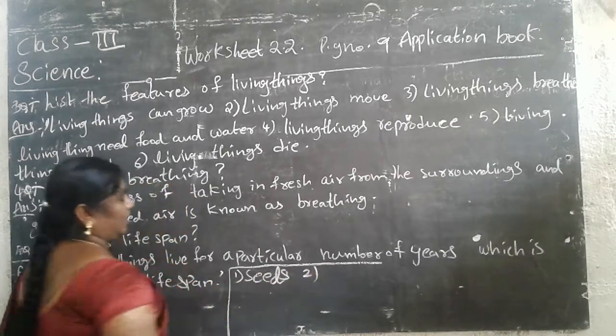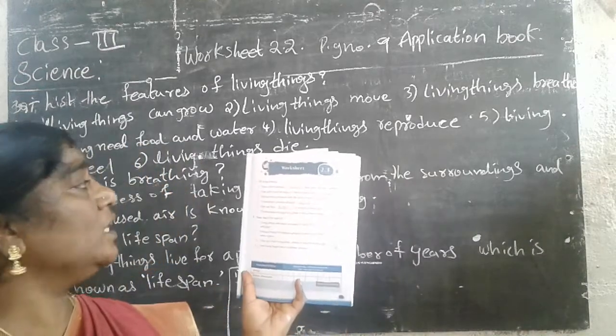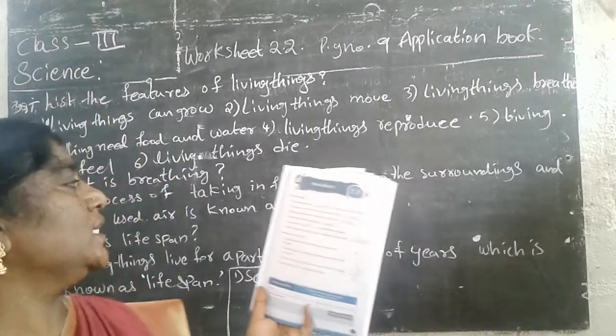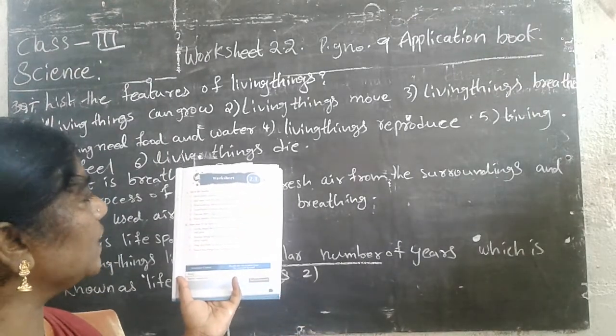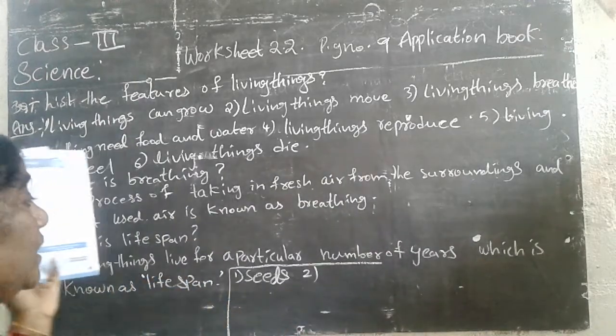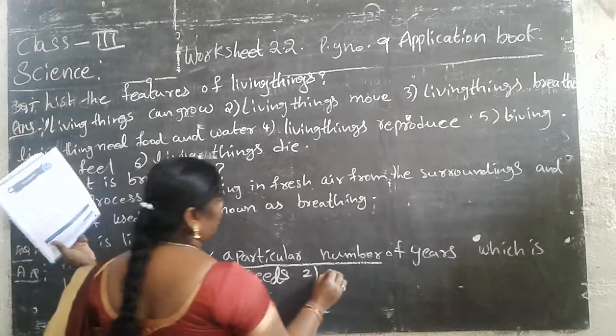Seeds. Yes. We have to complete that, fill in the blanks. Again we have to read. Most plants produce seeds that grow into new plants. Second one, fish move with the help of a special part called... With the help of what can they move? How can they swim?